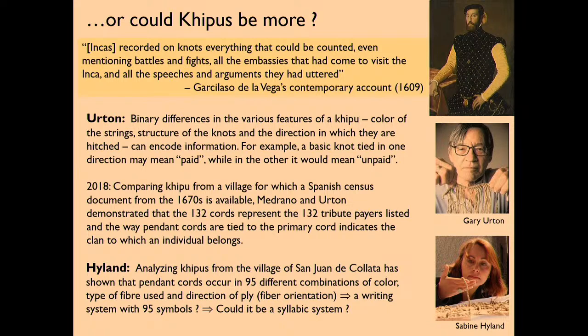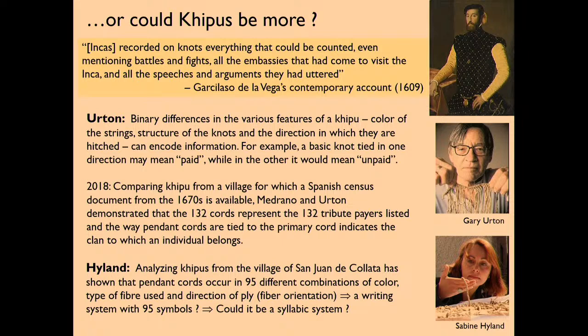Sabine Hyland looked at another village, San Juan de Collata, where there were several of these quipus which had been preserved in the local church. And she found that by looking at the color, which animal's fiber has been used to make the rope, so you can guess the texture by actually handling the rope, and the direction in which the ply of the fiber goes, you can actually have 95 different combinations. And so she speculated that this could indicate a writing system with 95 distinct symbols.